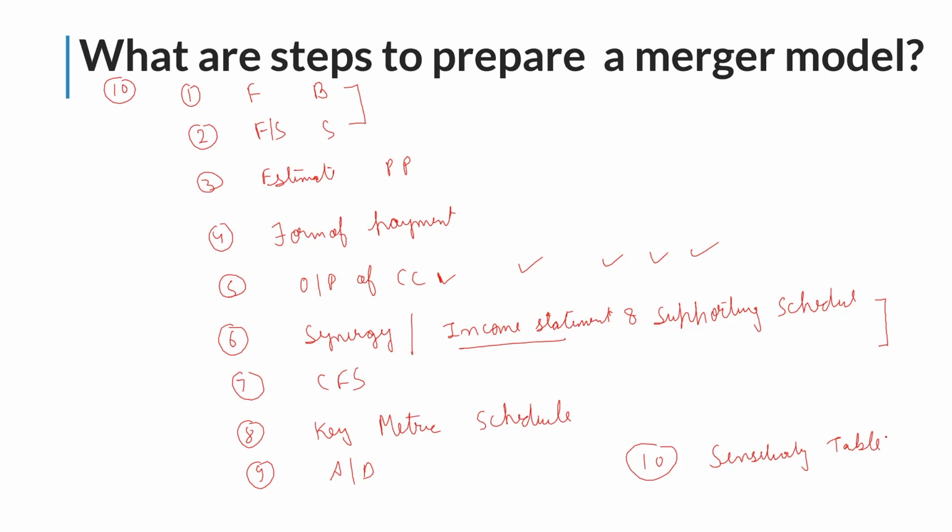So you will be stress testing this M&A, that is this merger model, on the basis of some sensitivities. Sensitivity will generally be around synergies, and generally around the purchase price, right? So this is broadly how you prepare a merger model.